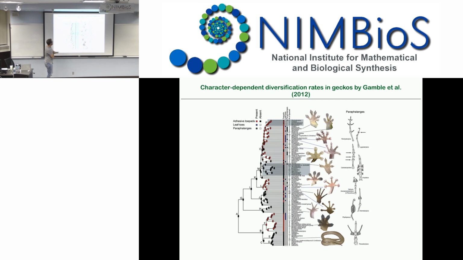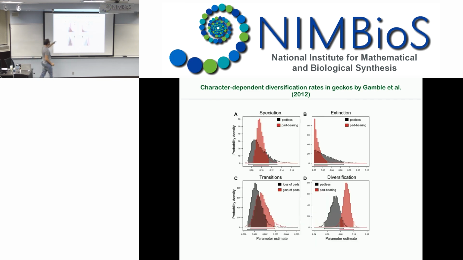There's also another example where you have the toe pads and see if the toe pads are related with diversification rates. You see that you get different estimates of the speciation rate depending on whether you're padless or pad bearing. You get different extinction rate estimates. And so it's really the same kind of idea that I was just introducing before for the lineage-specific diversification rates. Just now you're saying, okay, the diversification rates don't necessarily change just at a lineage independently, but they change at a lineage depending on how that character changes.